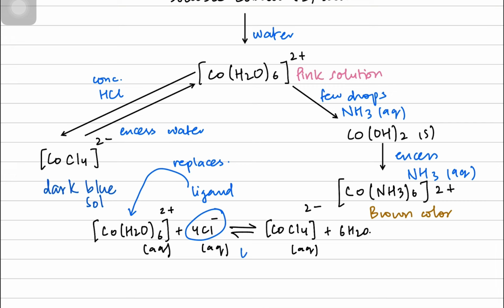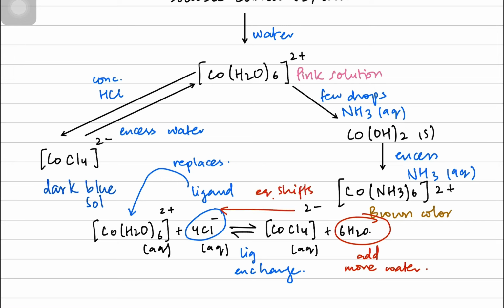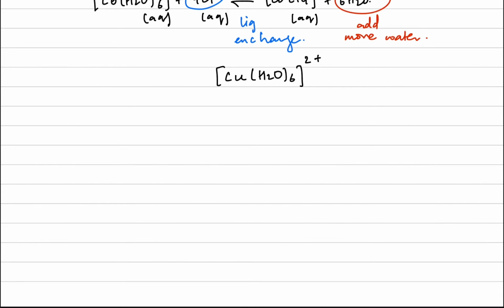This is a reversible reaction, and we can even write the Kc expression for it. For any ligand exchange, that would be called the K-stab expression. We'll talk about it in the next video. So with water addition, if you add more water to the complex, you reverse the direction of the equilibrium. Equilibrium shifts to the left and you go back to the original pink color.